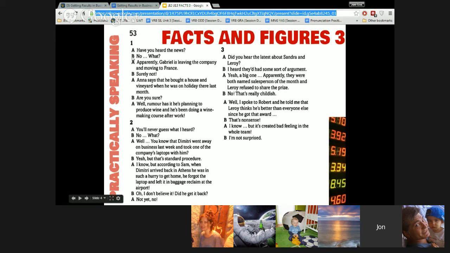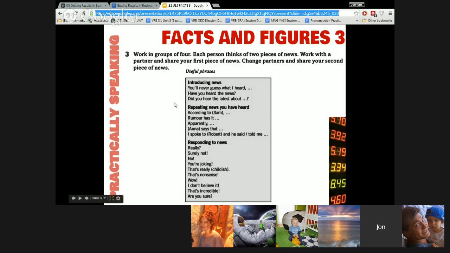And look at the first conversation. Have you heard the news? No, what? Apparently Gabriel is leaving. That means I heard that Gabriel is leaving. So pretty much apparently is going to be for reporting. And that's how you're going to use it as well when we do an activity.